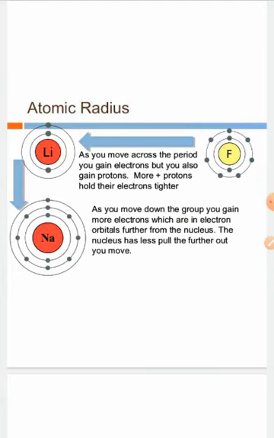As you move down the group, you gain more electrons which are in electronic orbits farther from the nucleus. The nucleus has less pull the farther out you move. That means the increase in the number of shells will increase the distance of protons from the outermost shell electrons. So there will be less force, so there will be an increase in size as we move down a group.